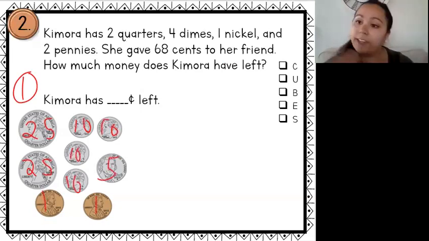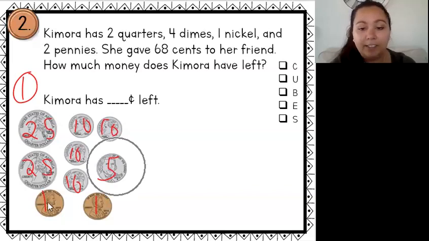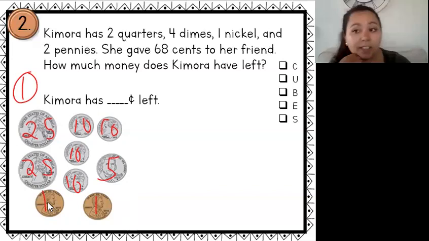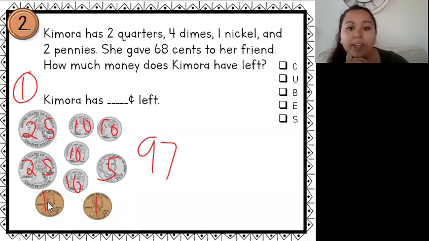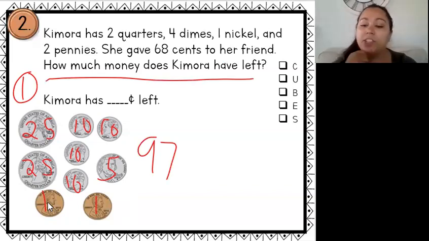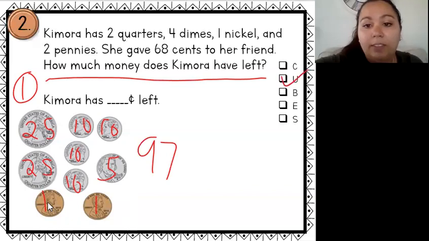So 25 and 25 is 50. 50 plus 60, 70, 80, 90, 95, 96, 97. So she has 97. But is that the answer? No, right? The question is not asking how much does she have. The question is asking how much money does Kimora have left, right?